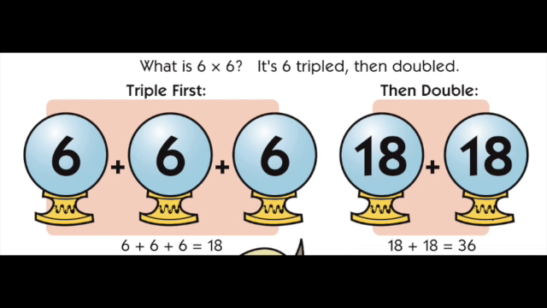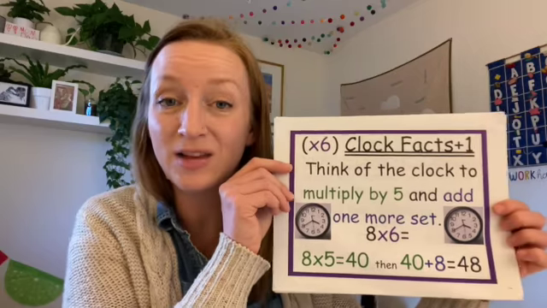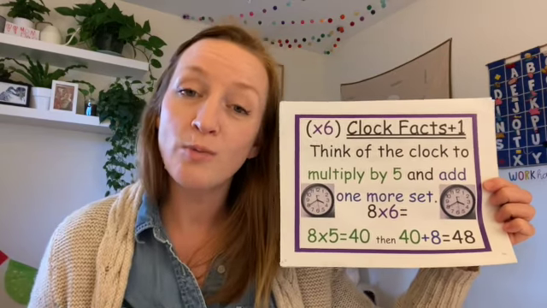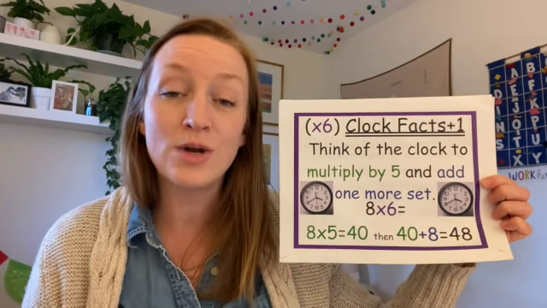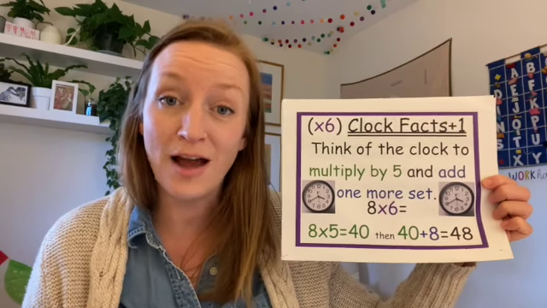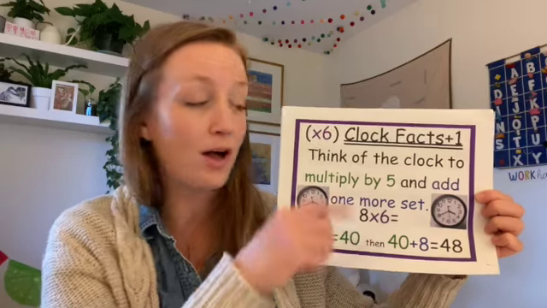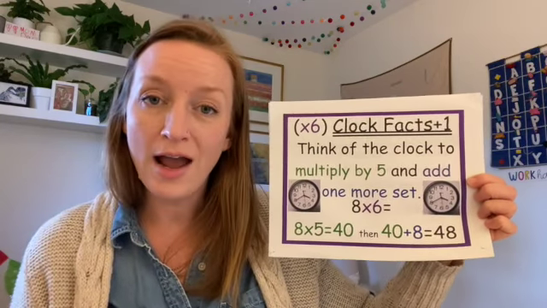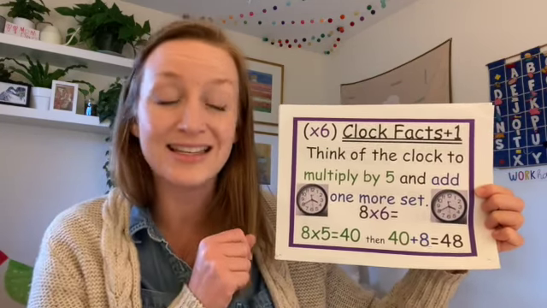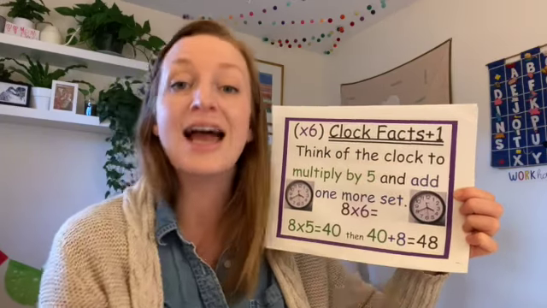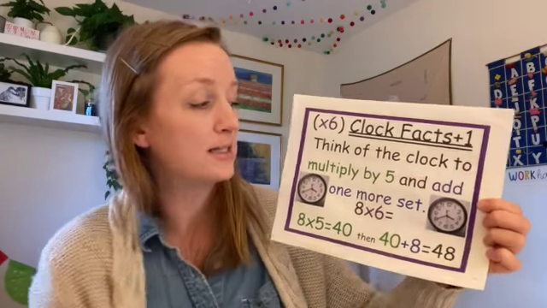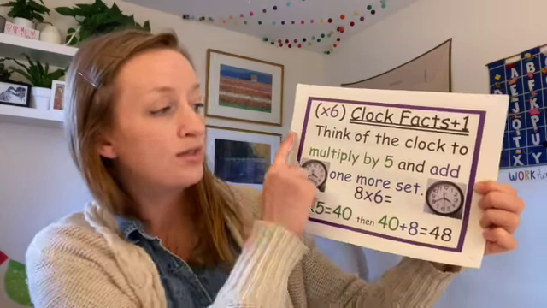Now we call our 6s our clock facts plus 1. Do you remember how when we studied our 5s, we learned that we can use a clock to count up by 5s and skip count? 5, 10, 15, 20, all the way around the clock? Well, if you know your 5s, you can think of your 6s as being a clock fact and then just adding one more set. So think of the clock to multiply by 5 and then add one more set.